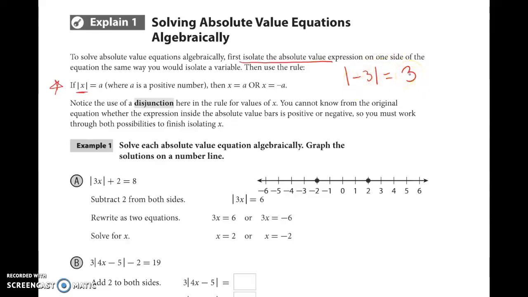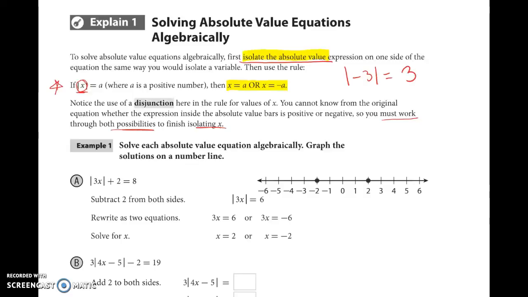You're talking about distance. So notice the use of a disjunction here in the rule for the values of x. You cannot know from the original equation whether the expression inside the absolute value bars is positive or negative. They're talking about this here. How do we know if it was positive or negative? We don't. So you must work through both possibilities and find which x values it could be. So step 1, we are going to isolate the absolute value. And then step 2, we're going to split this.